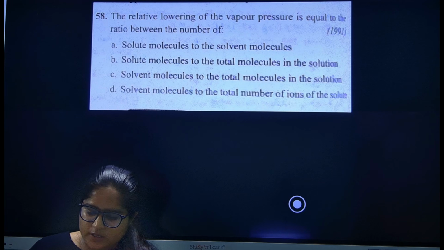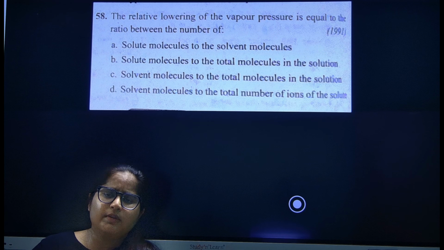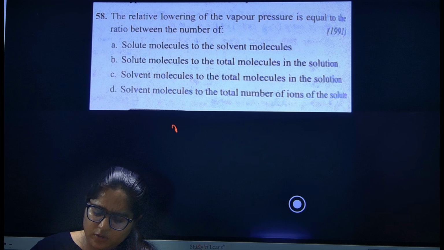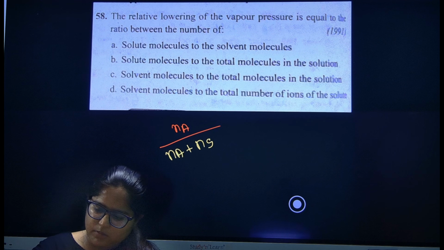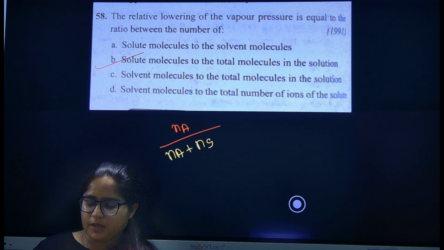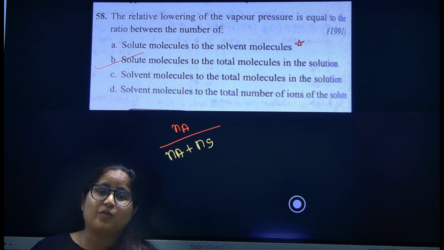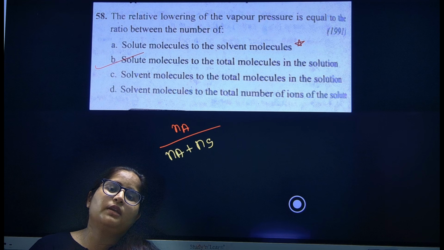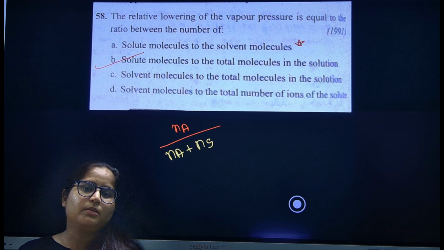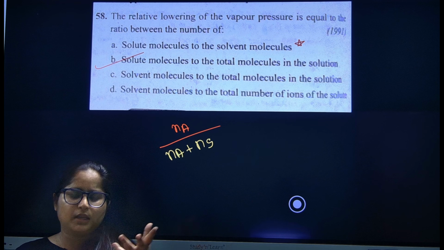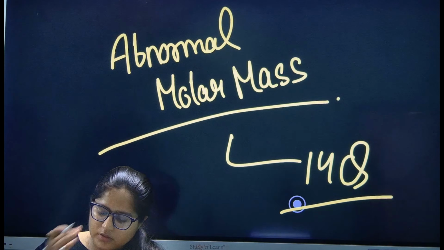Next question. The relative lowering of vapor pressure is equal to the ratio between the number of... So RLVP is equal to mole fraction of solute, so mole of solute by mole of solute plus mole of solvent. Not solute mole to the solvent mole, but solute mole to the total mole. Option number B. I have told you the trick formula, it is only true for very dilute solutions. So Na we will ignore in comparison to Nb. Water will be more, solute will be less. So in comparison we will ignore it. Next, so here we have finished.